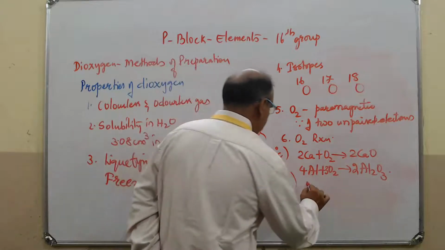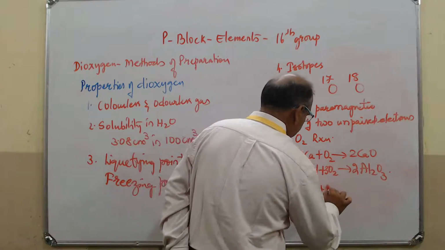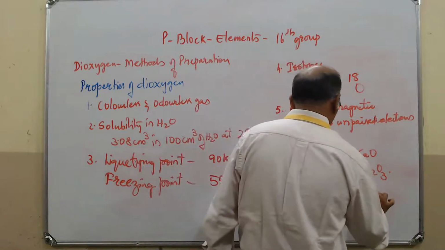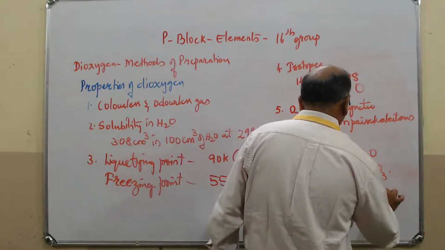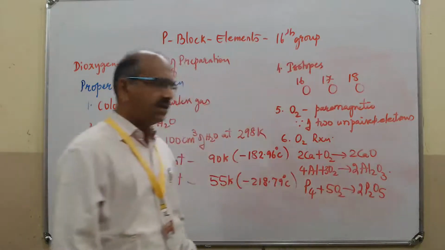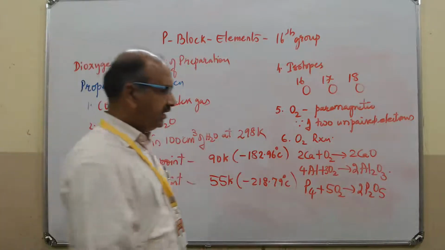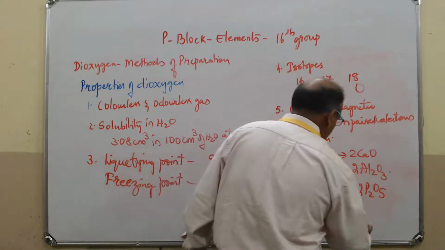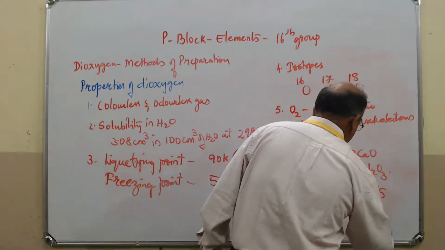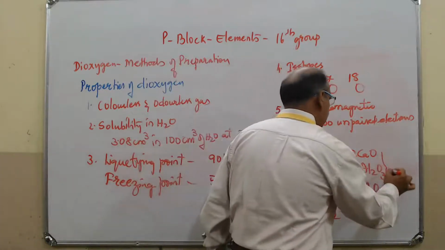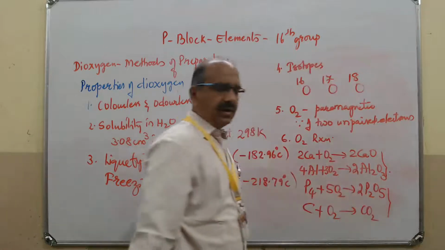It reacts with the phosphorus. It forms what? P2O5, phosphorus pentaoxide is being formed. It reacts with the carbon to form carbon dioxide. So these two are metallic oxides, these two are non-metallic oxides.